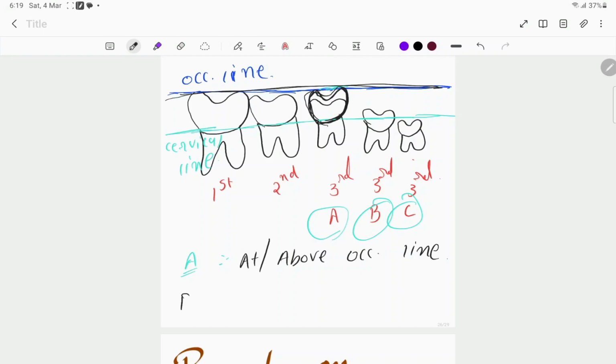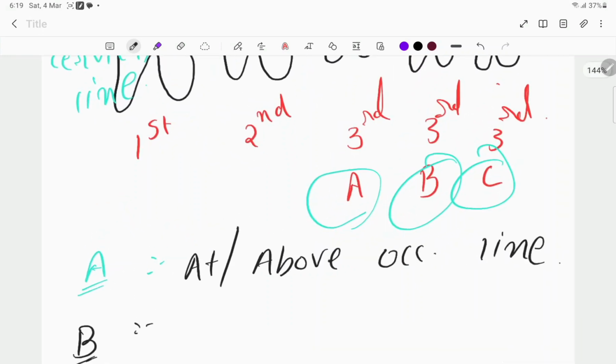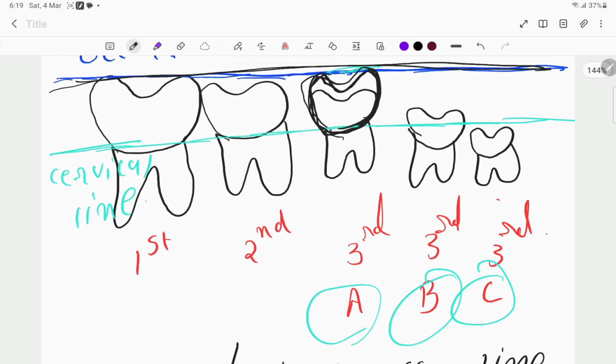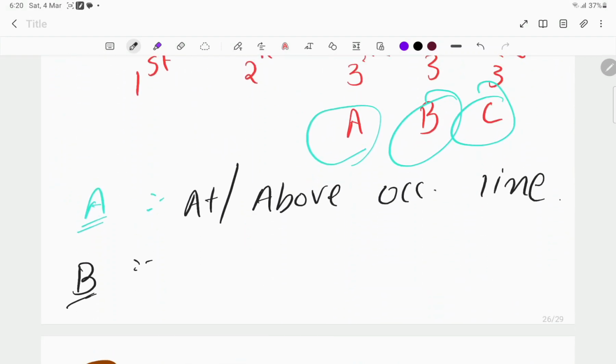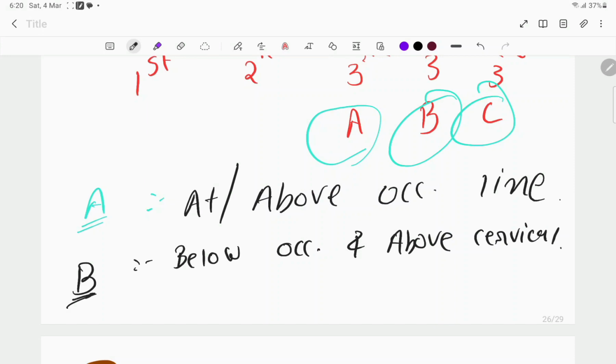Okay, now we will see the scenario of B. What are the scenarios for B? We can see that it is below the occlusal line, but still above the cervical line. So it is our B: below occlusal and above cervical line. Okay, this is our B scenario.